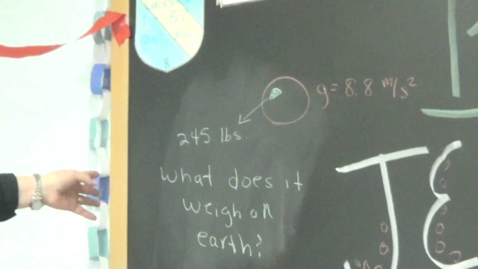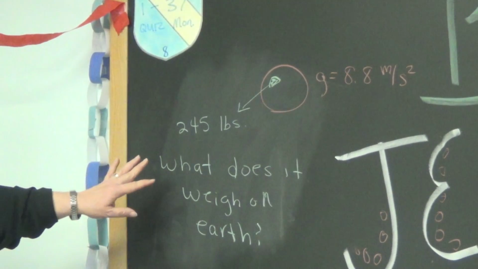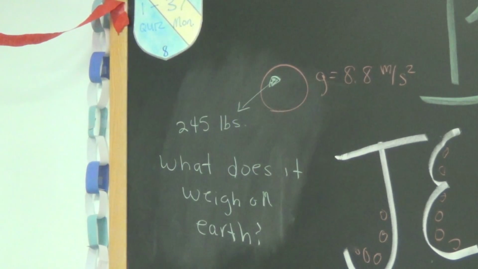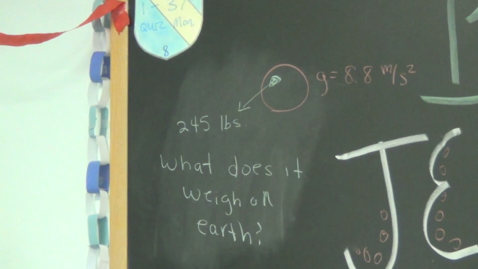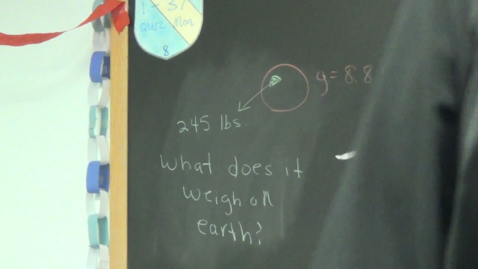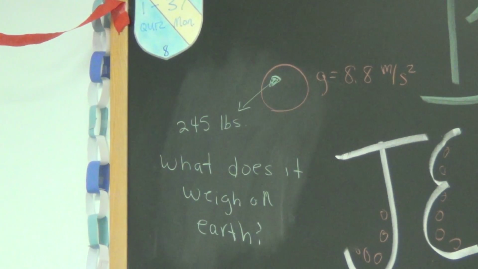Change it to mass, because mass on Mars is the same as mass on Earth. Then go back to pounds on Earth. How do you change it to mass? Weight equals mg.